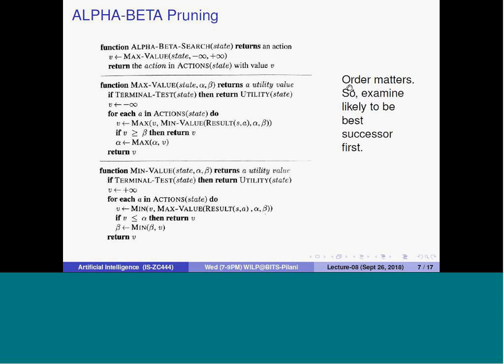So order matters. Somehow if I know that this is the best order, I should go with that order. If this is the best order, I should go by that. So it's possible to go in this way. If somebody tells me that this is the better way, then I would go that way.